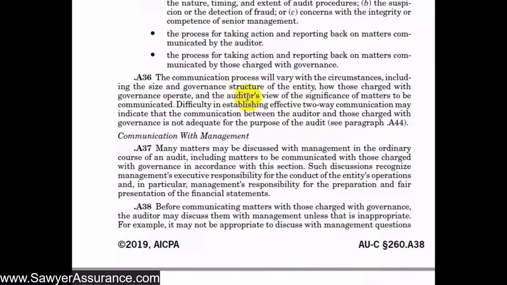And so certainly with different sizes and structures of entities that we audit, the communication process will be different, and there will be matters that we consider to be significant and that should be communicated. So we want to use our professional judgment there as far as the extent, form, and content of our communications. But if we seem to be having a difficult time communicating with those charged with governance, that would maybe signal to us that our communications are not adequate.